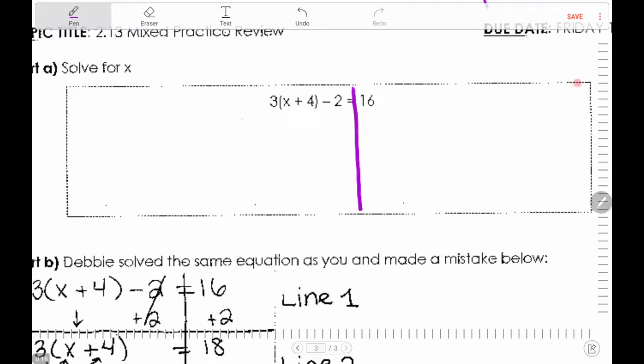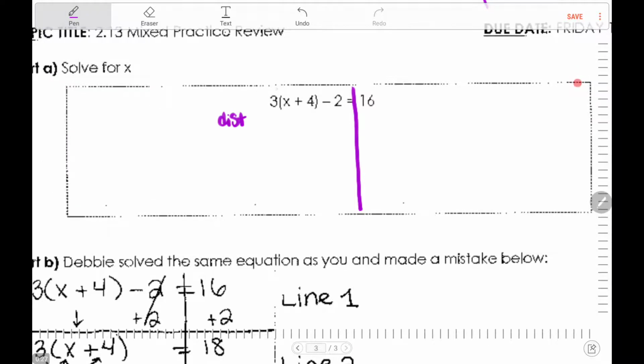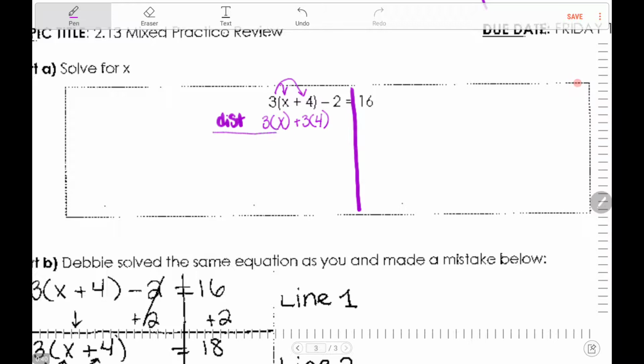Alright, so our first step is to distribute. So I'm going to go ahead and do that. So my 3 goes with my x, and my 3 goes with my 4. Okay, so now I'm going to bring everything down. 3x, 3 times 4 is 12. I didn't touch that minus 2 yet, so I'm going to bring that down, and I didn't touch that 16 yet, so I'm going to bring that down also.